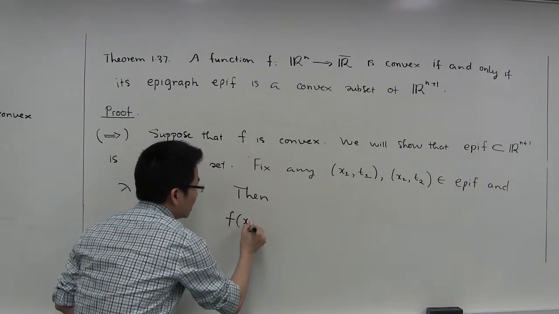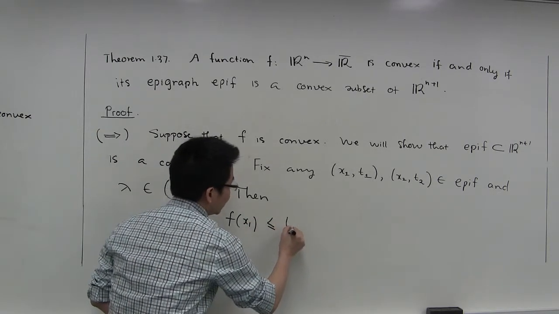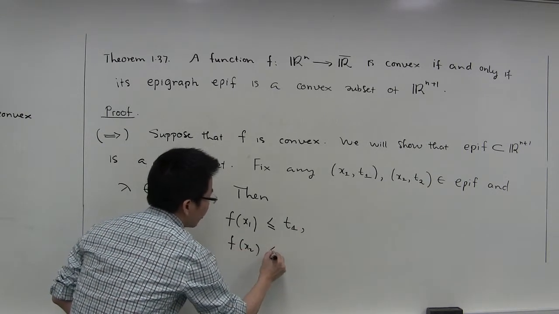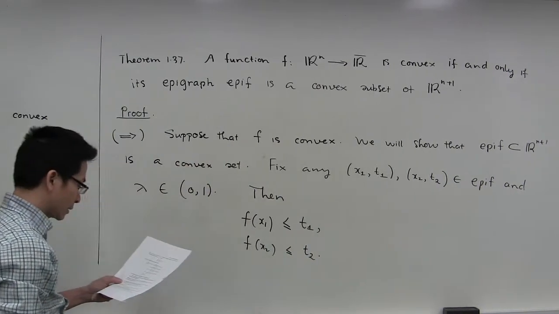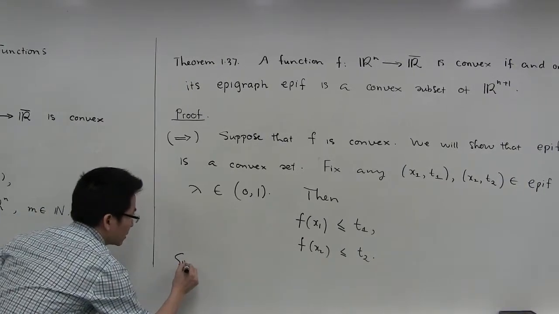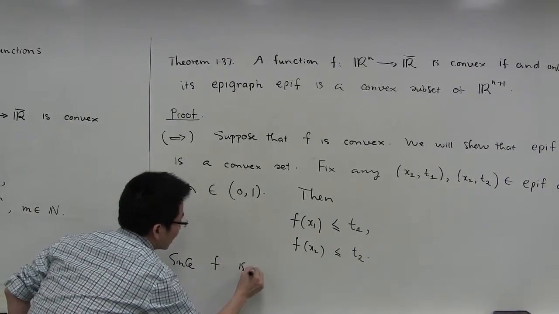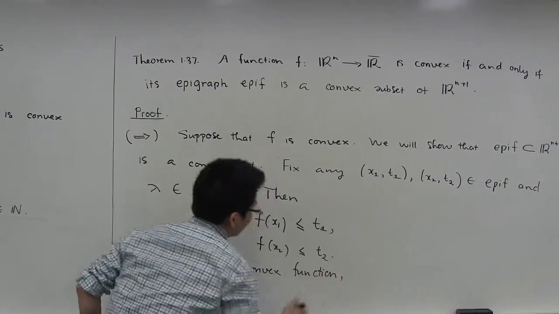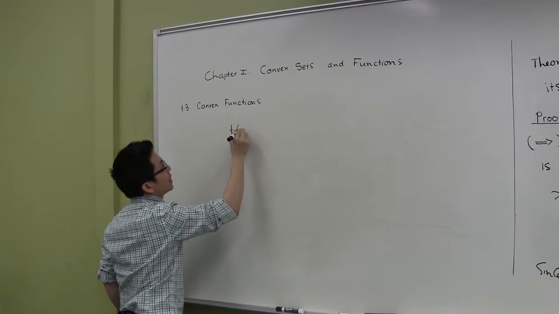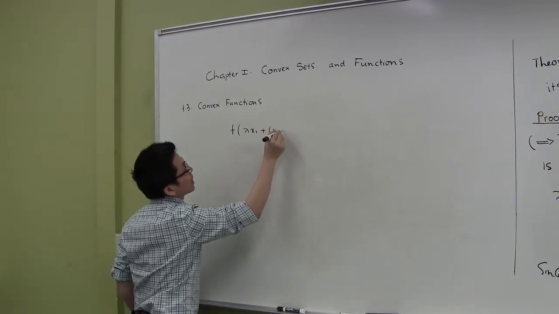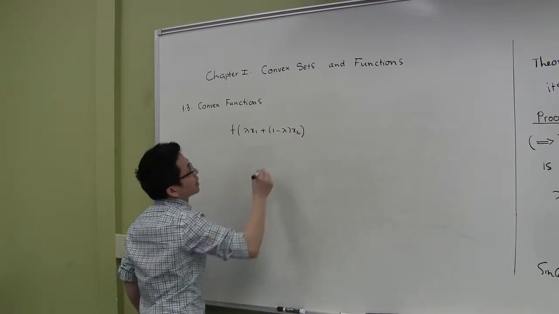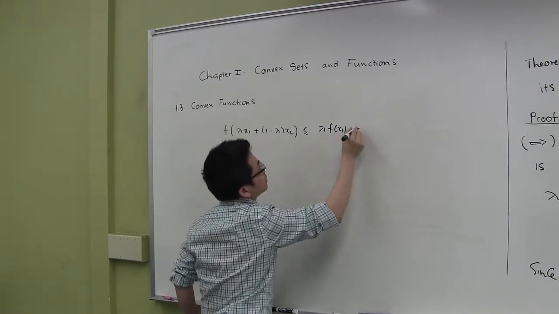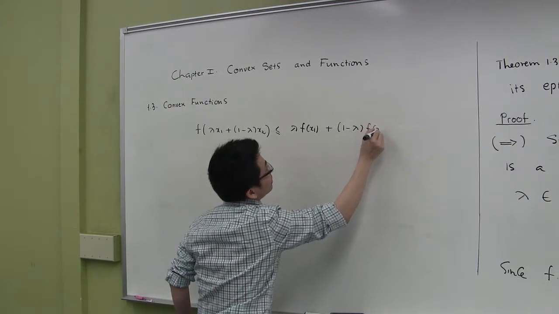f of x1 is less than or equal to t1, and f of x2 is less than or equal to t2. Okay. Now, since f is a convex function, we have the following. f of lambda x1 plus (1 minus lambda) x2 is less than or equal to lambda f of x1 plus (1 minus lambda) f of x2.